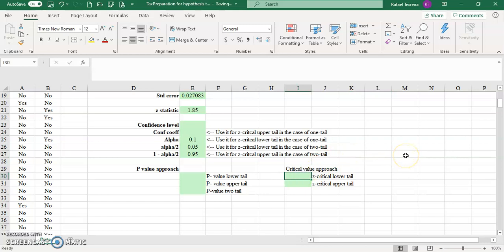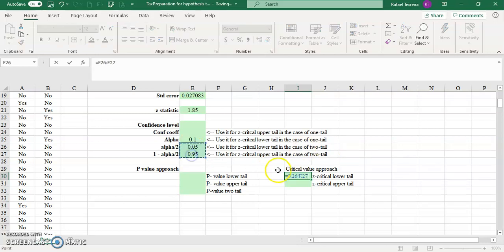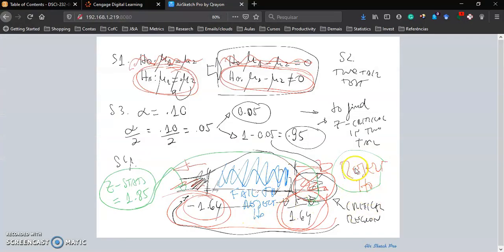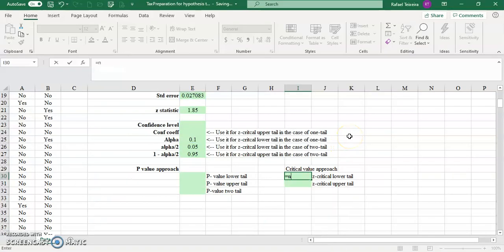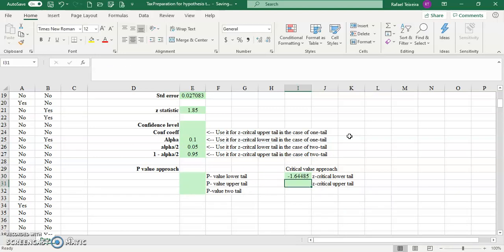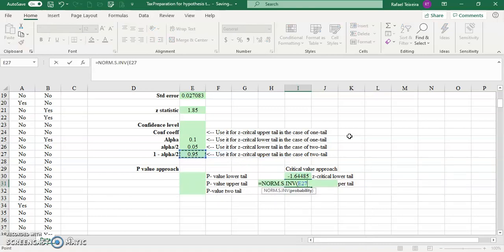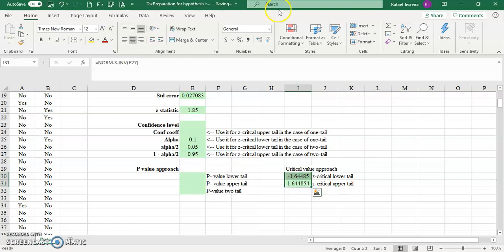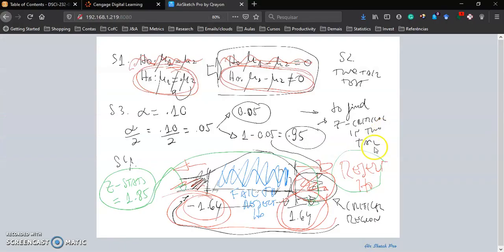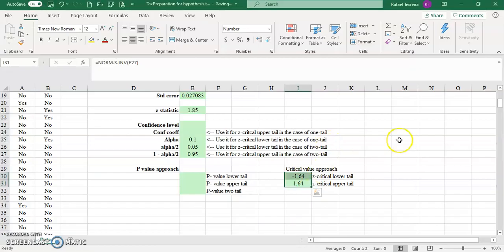All right, so the z-critical lower tail is equal, remember that? Now we're going to find the z-critical using these two numbers because it's a two tail. We did that here, we got the z-criticals, I'm sorry, here and here, okay? So the z-critical is going to be NORM.S.INV, and then this probability, and equal NORM.S.INV this probability. You see 1.64 and negative 1.64. The same thing we have here, negative 1.64. So we're finding the same thing because of course it's the same data. We're just using Excel to do it.